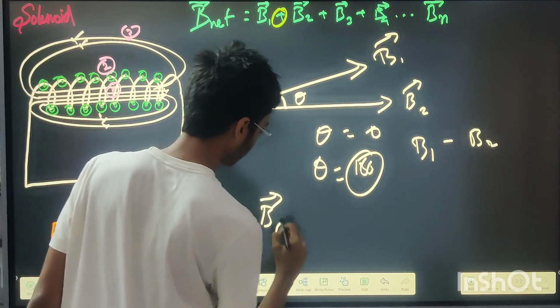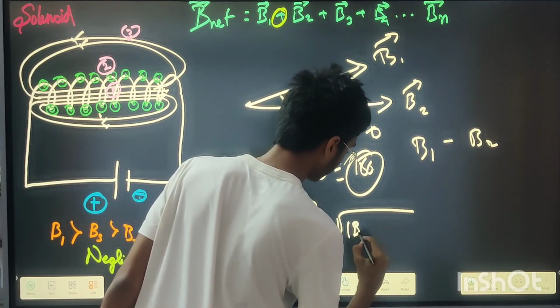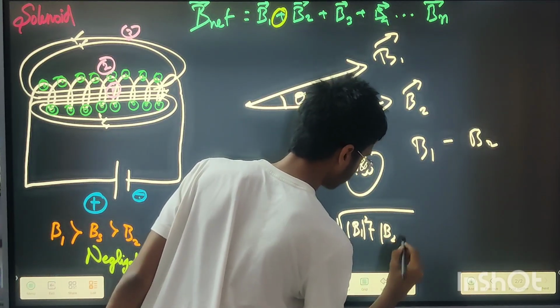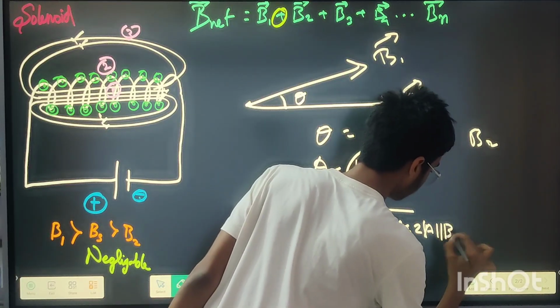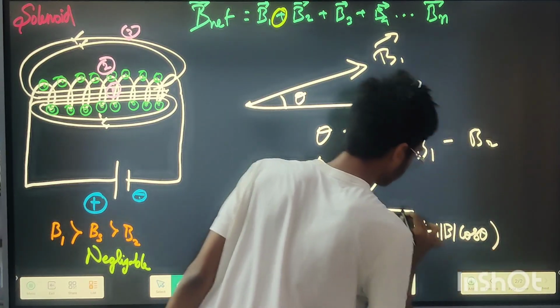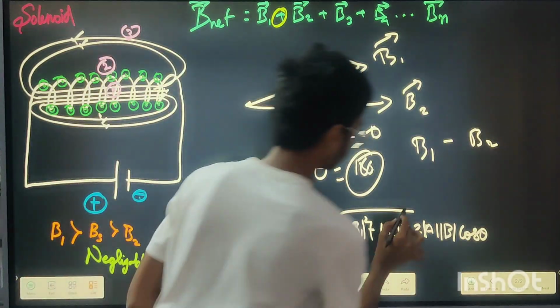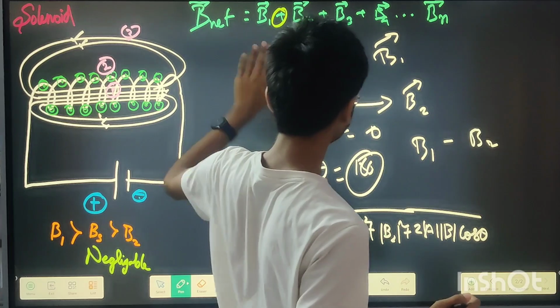Then B vector 1 plus B vector 2 gives rise to the square root of modulus of B1 square plus modulus of B2 square plus 2 B1 B2 cos theta. This is the formula that you have to know. This is something that we have studied already in our class 11th itself, right?